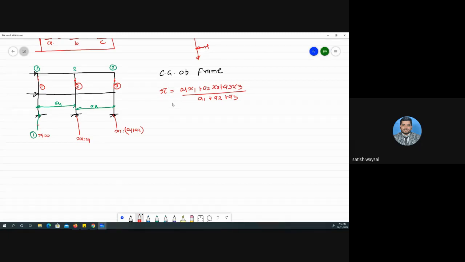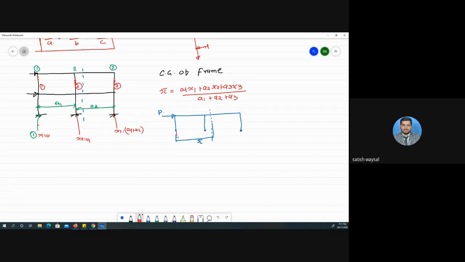Next, according to assumption number 3, first we will consider the upper story only. If we consider this upper story, let this be our point of contraflexure, and one load is acting over here. Now we know this x bar, which lies somewhere here. That will be this distance of x bar.